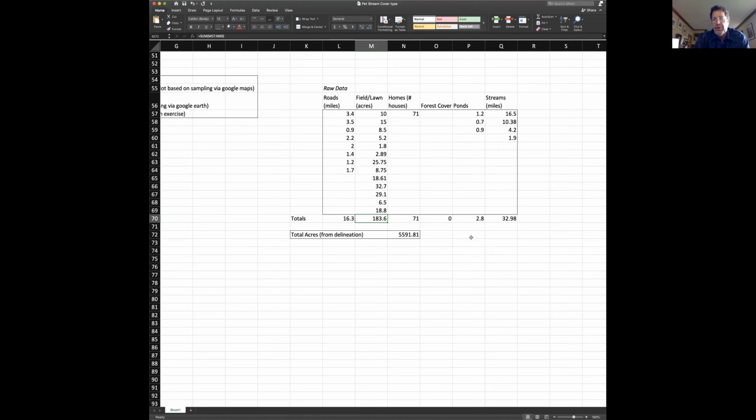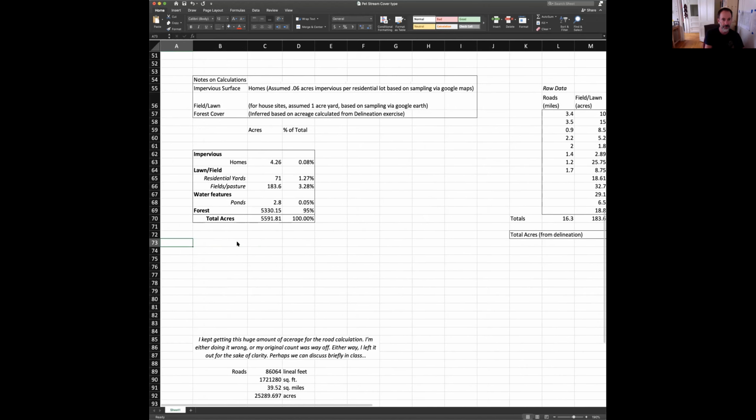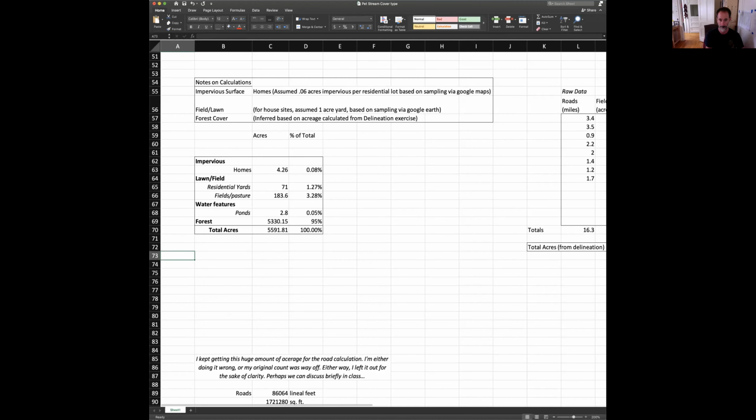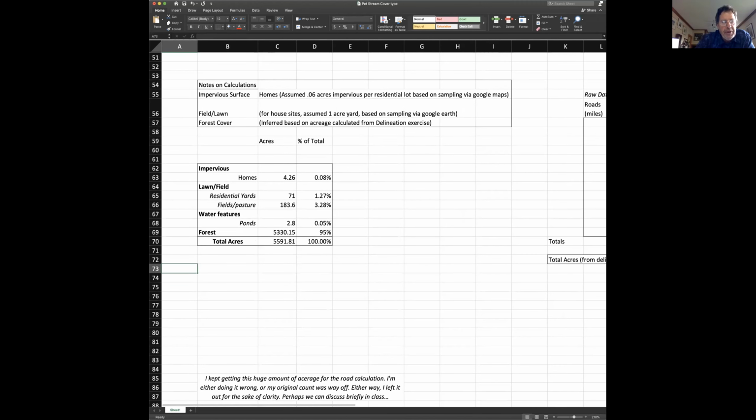So why don't we go to your results? And then I also had, from my delineation, the one piece of data that isn't calculated, which is the number of acres from my delineation. And over here, can you make that just a little larger? Yes. Great.